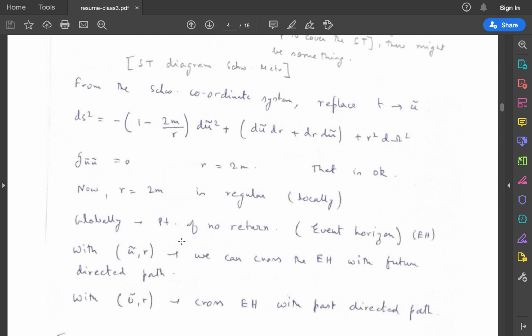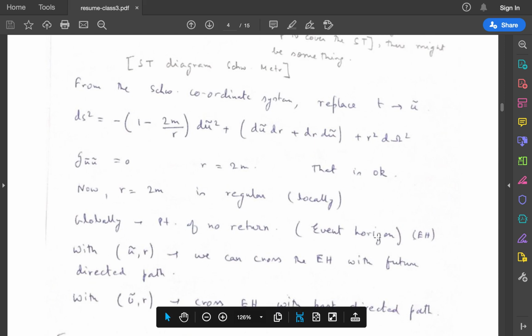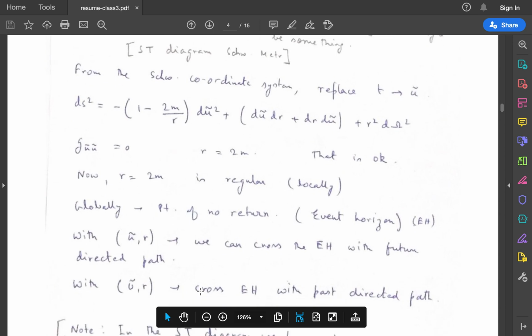However, globally, this is the point of no return. This is also known as the event horizon for the Schwarzschild metric. What does this point of no return mean? We see that with u tilde and r, we can cross the event horizon along a future directed path. However, if instead of u tilde we had chosen to replace t by v tilde, we could have crossed the event horizon with a past directed path.